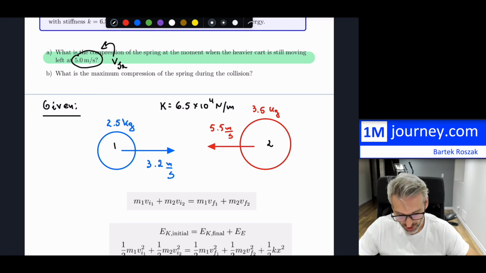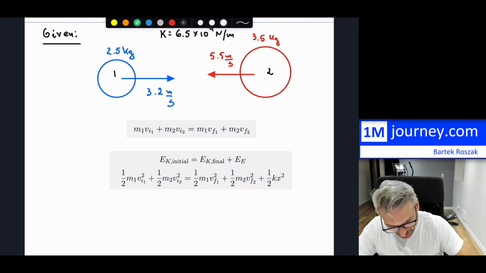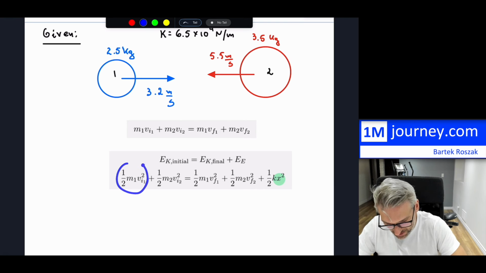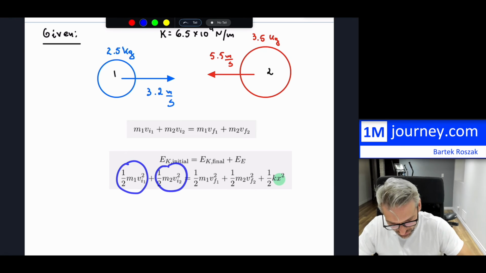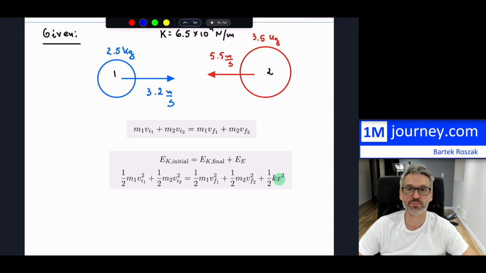Once we have this information, if it's asking us for the compression, that would be right here. This is what we want to find. If you look through the entire thing, we certainly have this, because we know the final speed, but we don't have this term right here because we don't know what this is yet. We know k, and we're trying to look for x. So how would I possibly solve this?